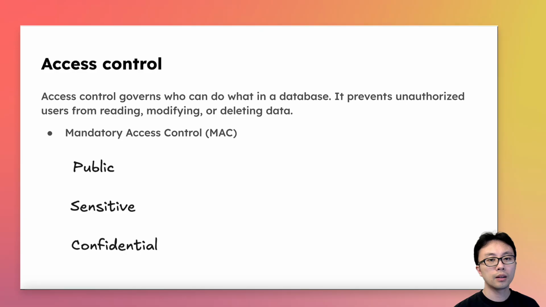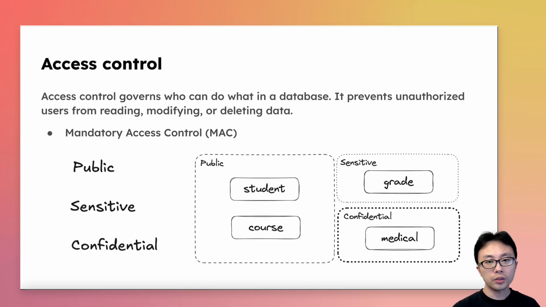For example, think that we are running a database of a higher education institution and it defines three clearance levels: public, sensitive, and confidential. We then assign them to different tables in the database. Tables like student and course are assigned the public clearance level, grade is classified as sensitive, and medical is classified as confidential. We would also assign such clearance levels to different users who need to access the database.